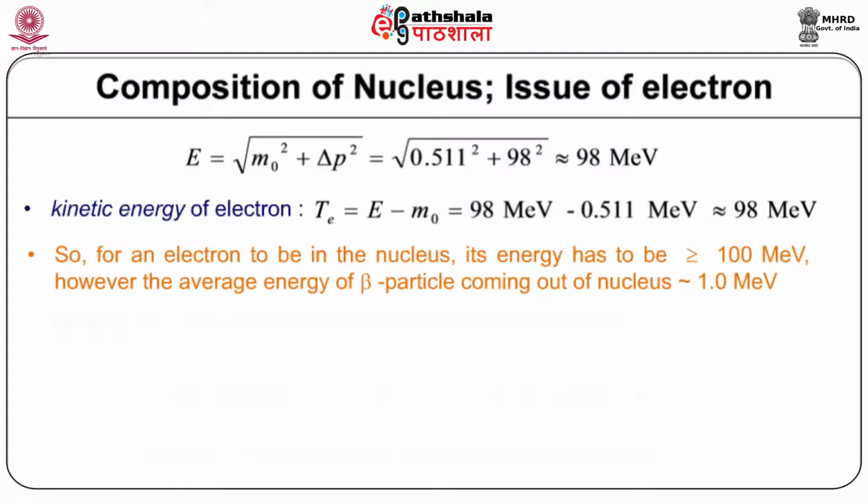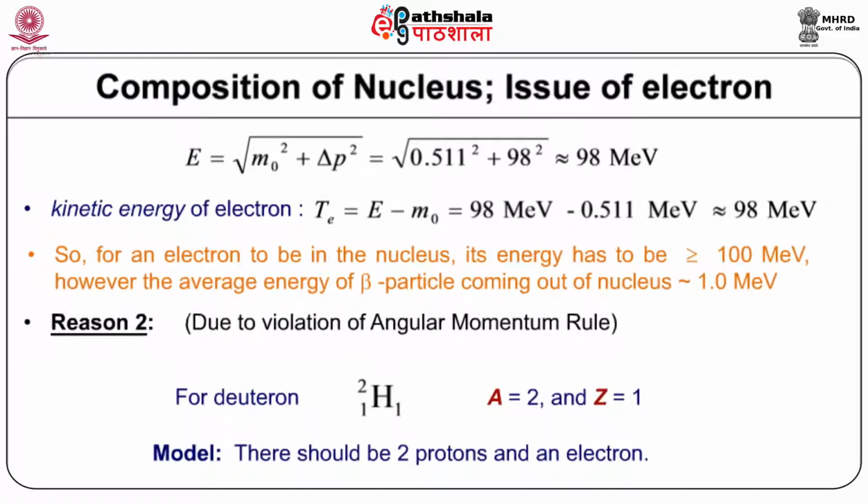Now the next reason why the proton-electron theory was discarded was the violation of the angular momentum rule. Angular momentum is nothing but the total spin of the nucleus. Now for deuterium, we find that the total number of nucleons is equal to 2, in which, if the proton-electron theory has to be believed, then there is one proton and 2 electrons. Mass number is equal to 2 and Z is equal to 1. That is, the number of protons is equal to 1. So there should be 2 protons and an electron inside the nucleus.